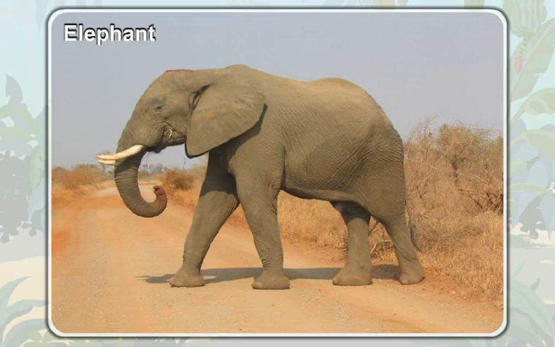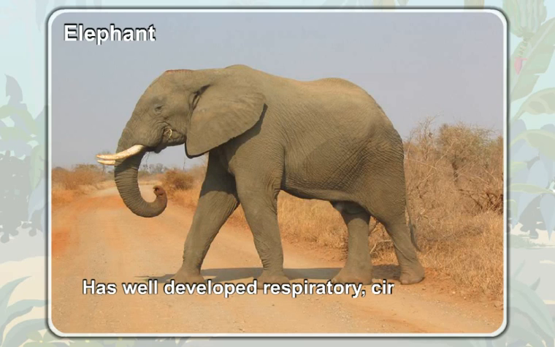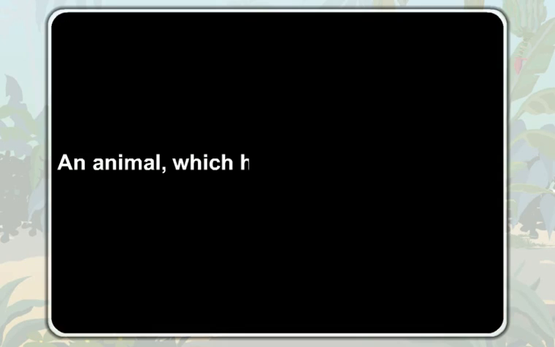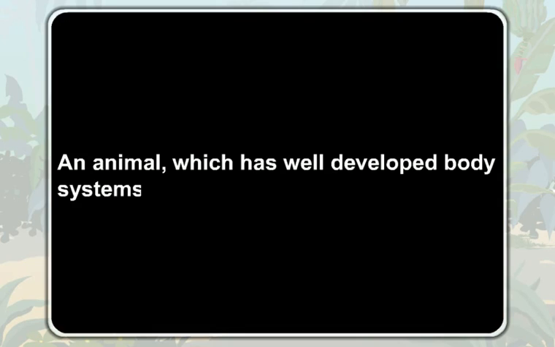An elephant is a multicellular animal, isn't it? It has well-developed respiratory, circulatory, nervous, digestive, and excretory systems. All the body systems of an elephant are well developed. An animal which has well-developed body systems is said to be a higher animal.